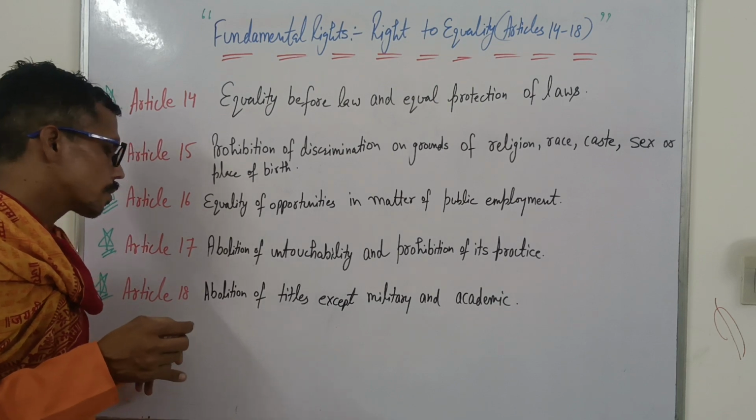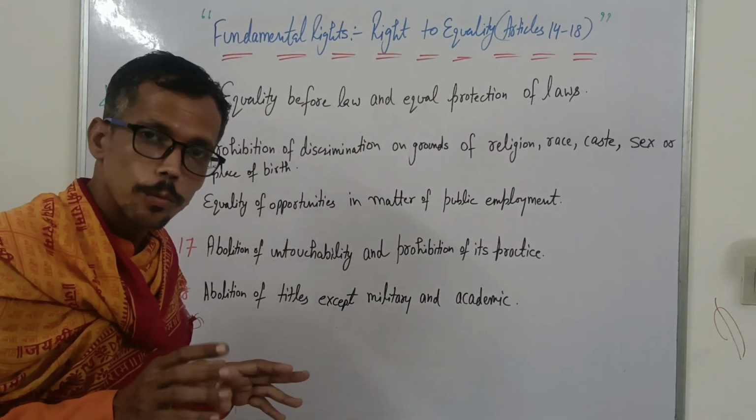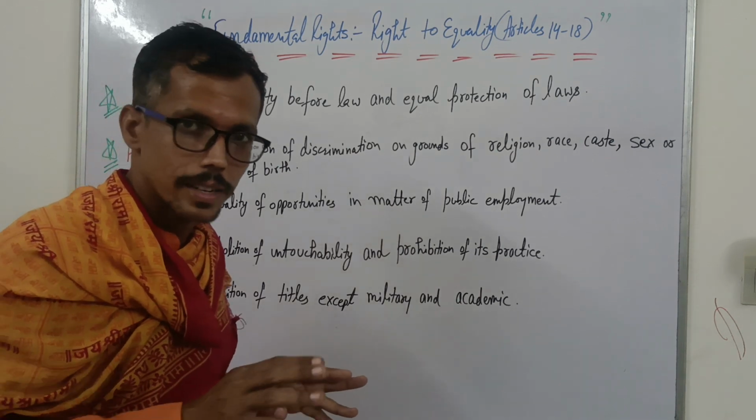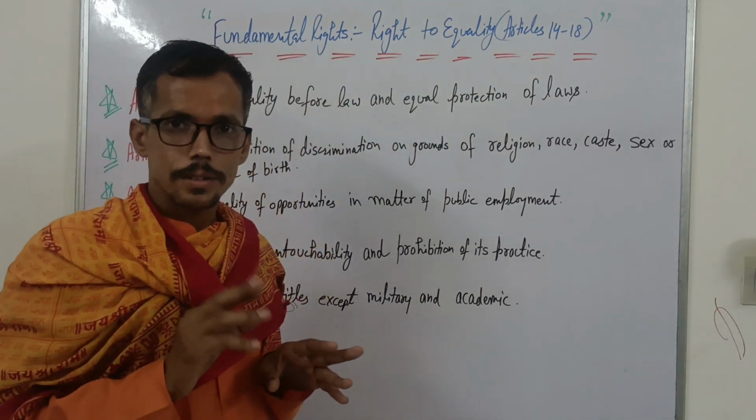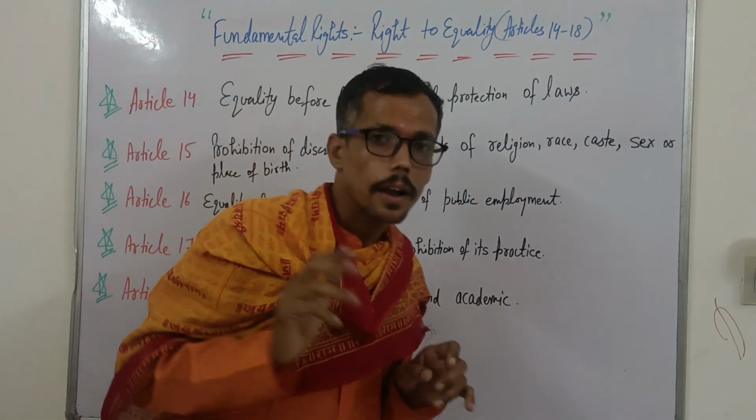In Article 18, we discussed the titles which are to be abolished. So no person can use titles like Maharaja and the like. Only two titles are allowed. What we discussed here were military and academic.